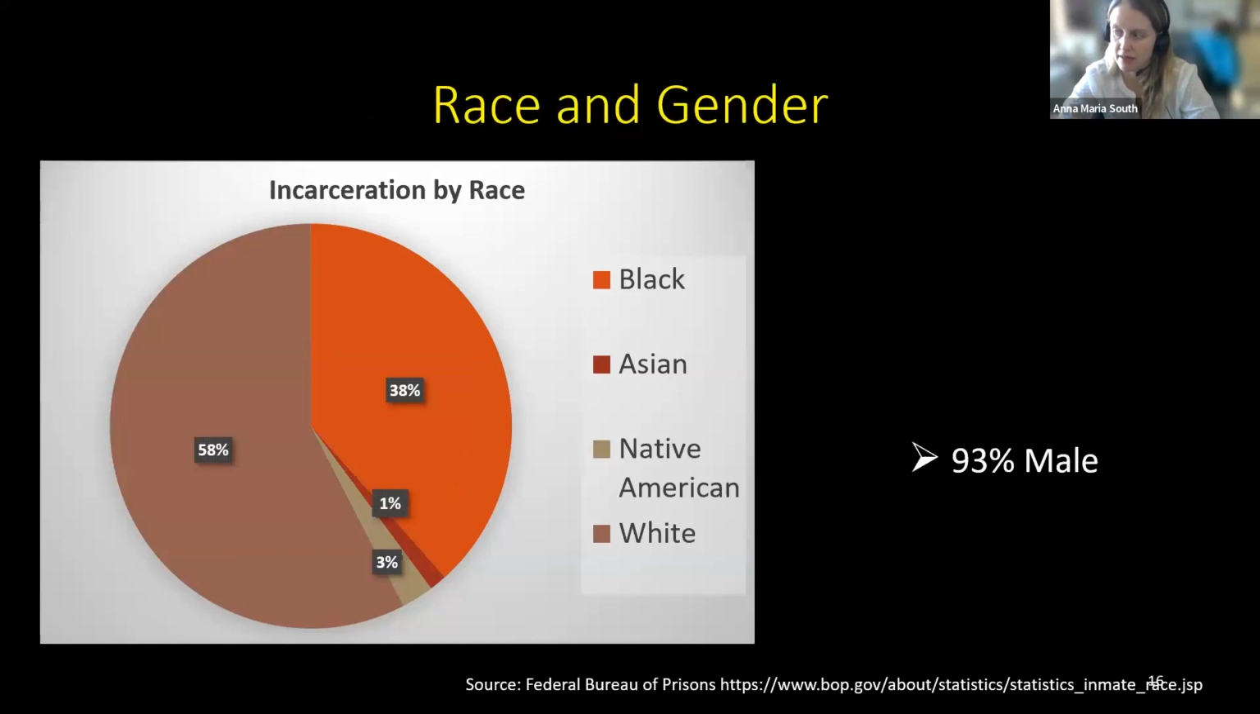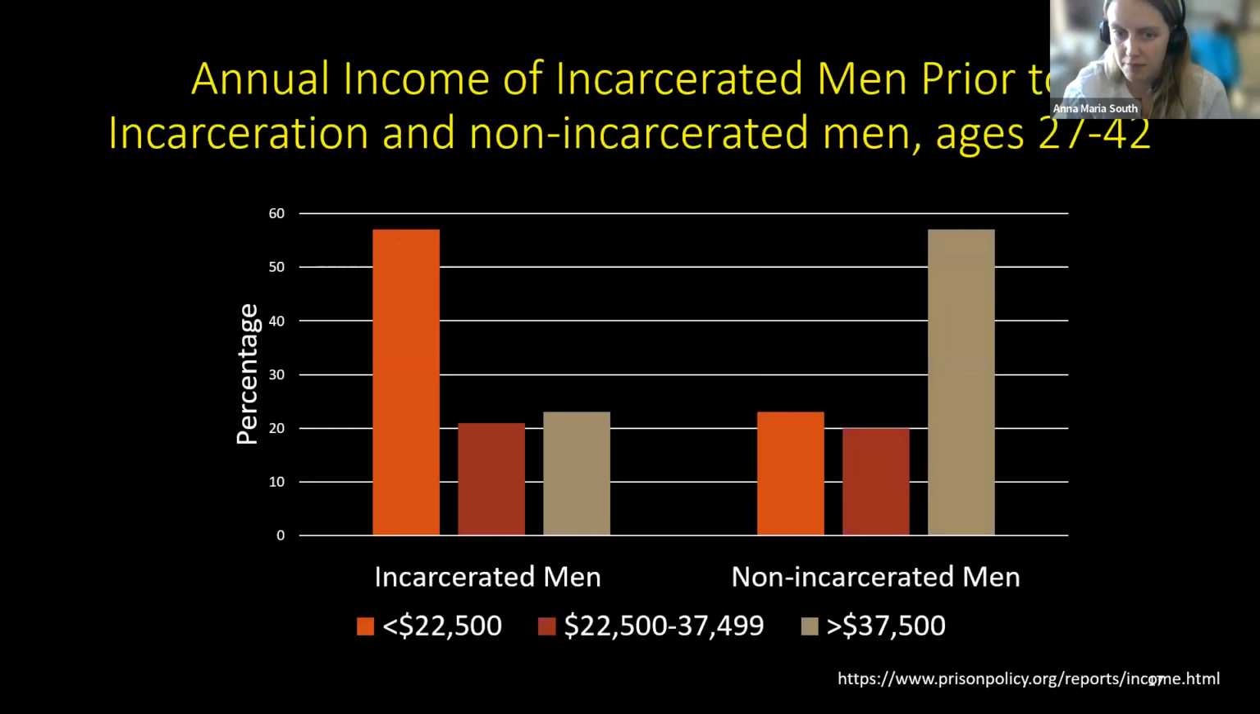So if we look at the patient population of America, we can see that while Black people make up a smaller portion of incarcerated people compared to the percentage they make up of the population, they are overrepresented in our carceral system. And this is partially due to the war on drugs that happened. 93% of people that are currently incarcerated are male, and these are people, as is highlighted in this chart, that come from lower socioeconomic backgrounds.